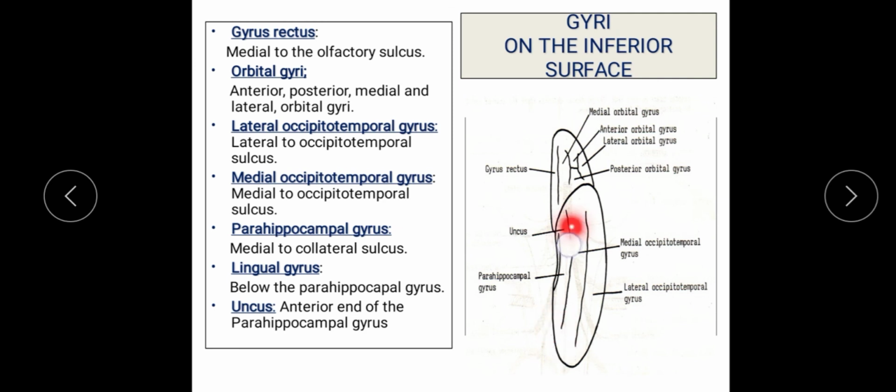This anterior hook-like part of parahippocampal gyrus is known as uncus. These are the gyri on the inferior surface.